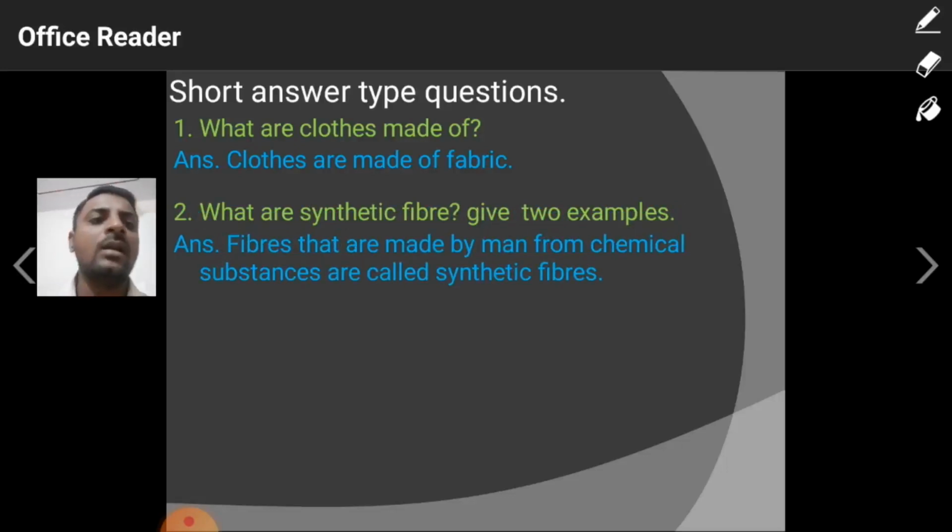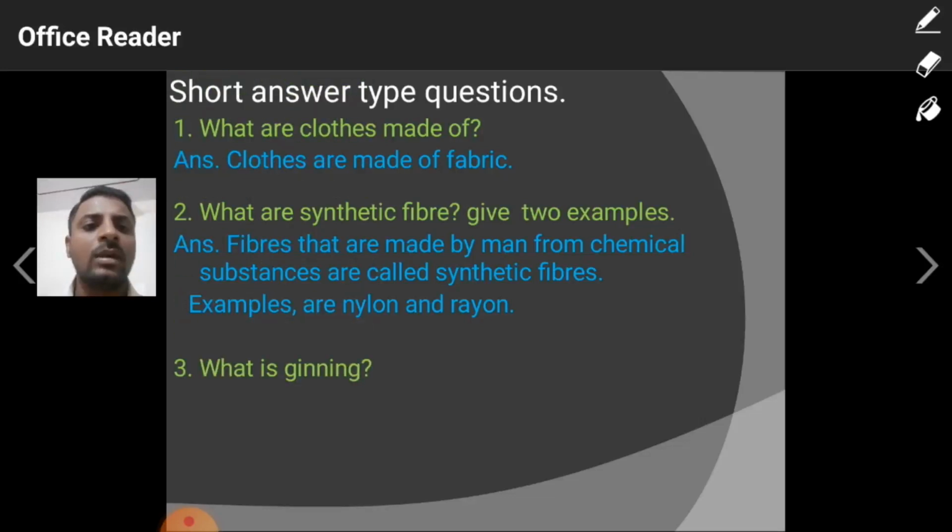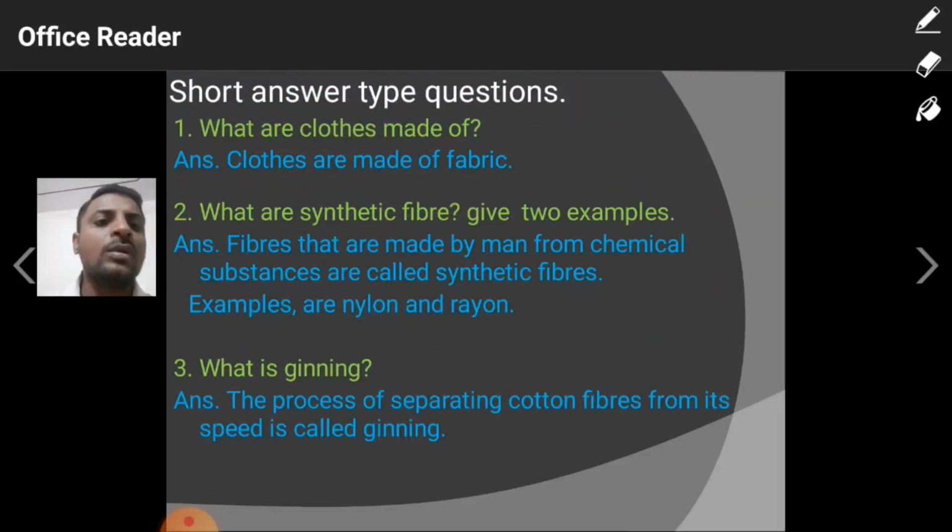Fibers that are made by men from chemical substances are called synthetic fibers. I repeat, fibers that are made by men from chemical substances are called synthetic fibers. Examples are nylon and rayon. The next is, what is ginning? The process of separating cotton fibers from their seeds is called ginning.